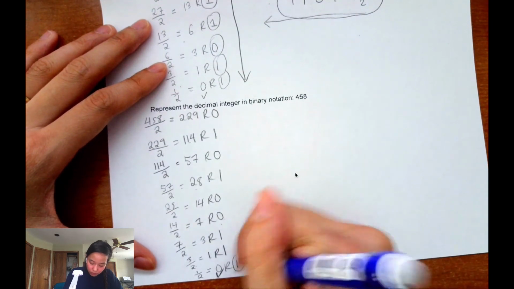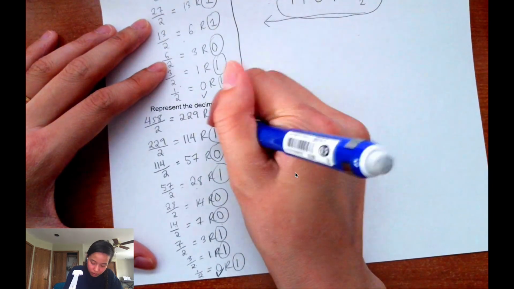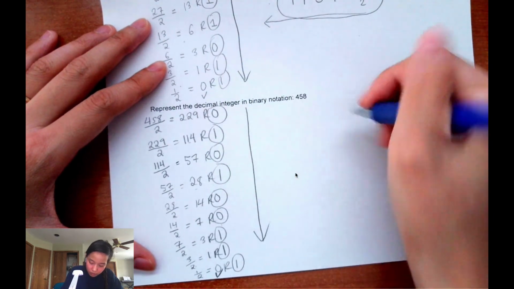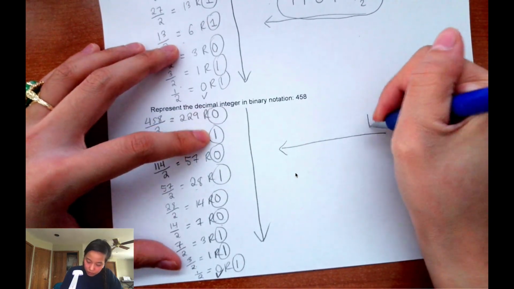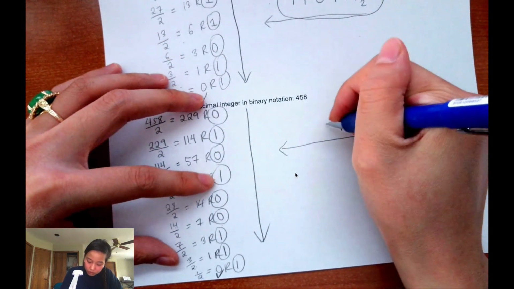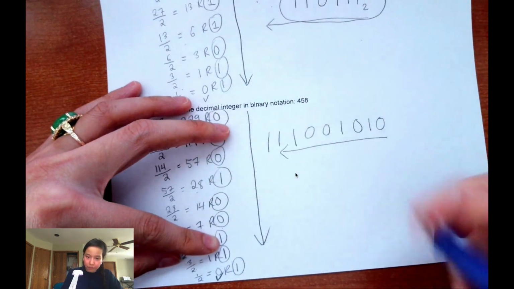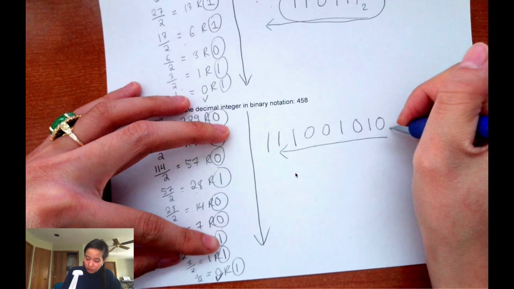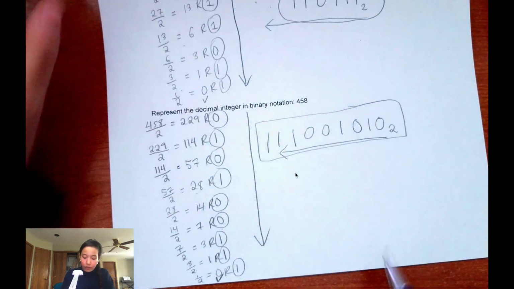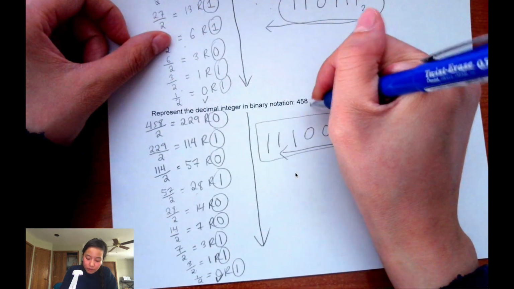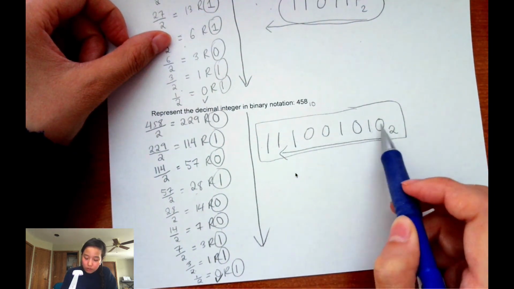And then you circle all the remainders. From top to bottom, right to left, I get 1, 1, 1, 0, 0, 1, 0, 1, 0, subscript 2 to indicate that's base 2. And voila! 458 in base 10 is equal to 111001010 in base 2.